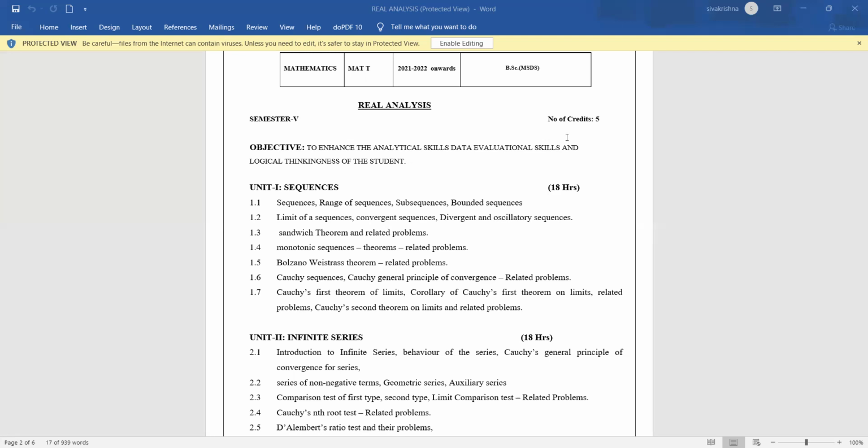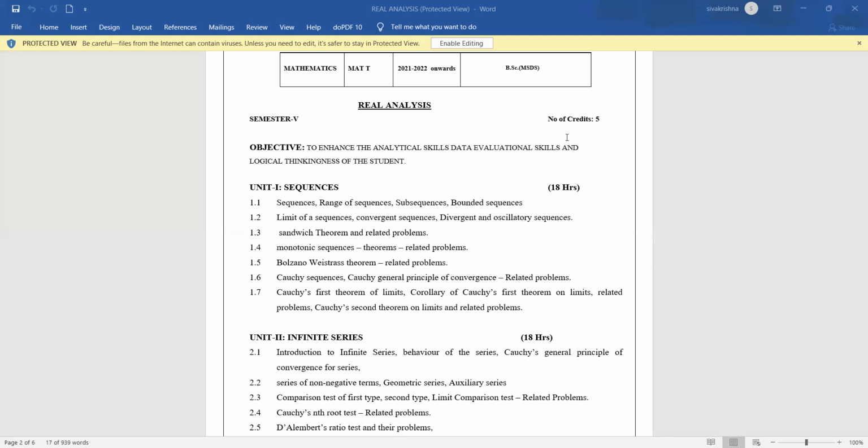After that, we will do some problems on limits with the help of some standard theorems. One is the sandwich theorem, and the second one is Cauchy's first theorem, and of course Cauchy's second theorem. All these theorems will help us to find the limit of a sequence. We will also prove those theorems, and with their help we will evaluate limits of sequences. All this comes under unit 1, that is sequences.